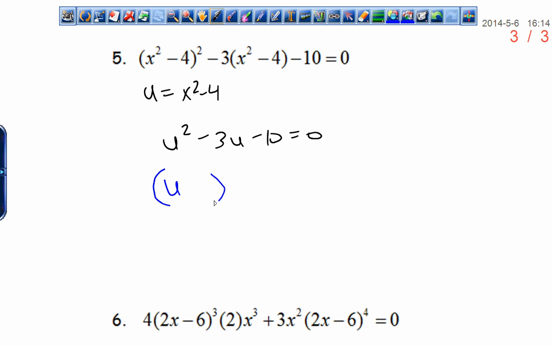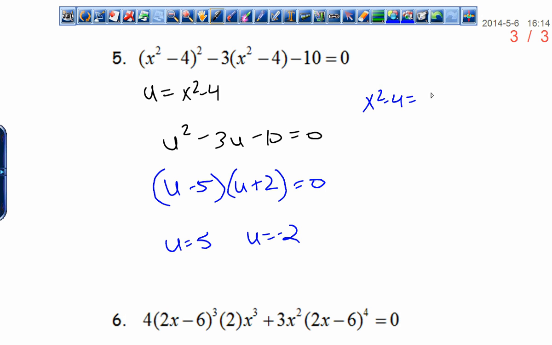So we're going to have u and u. So it's going to be minus 5 and plus 2. So each part equals 0, so that means u is 5 and u is negative 2. Oh, we're not looking for u, we're looking for x. So that means x squared minus 4 equals 5, and x squared minus 4 equals negative 2. Solve for x. So add 4, I get x squared equals 9, but x is not just 3, it's plus or minus 3.